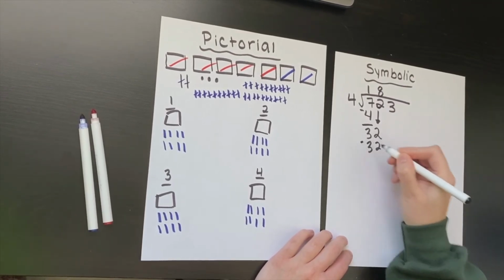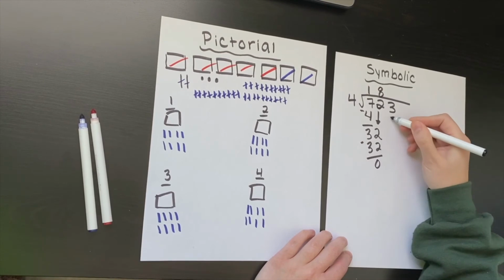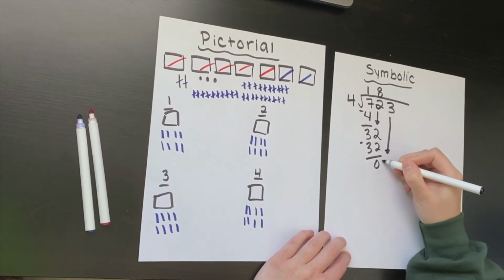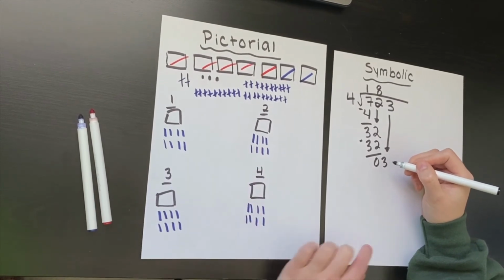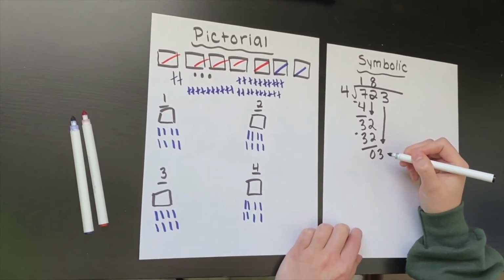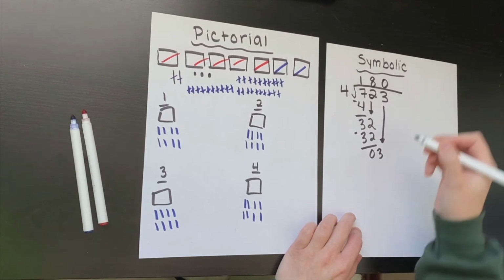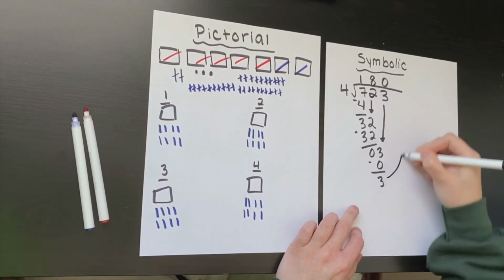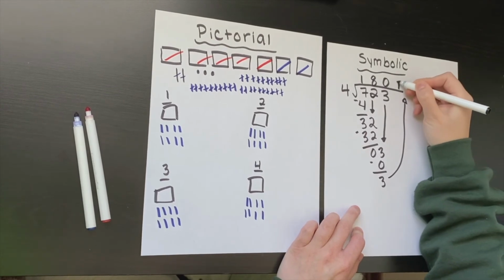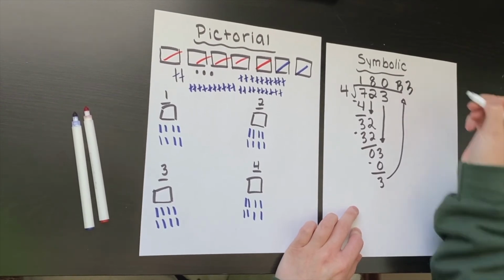We are left with the 3 in the ones place, and we know that 3 cannot be equally distributed amongst 4 groups. To symbolize that, we put a 0 up here, and because we have nothing to take away from the 3, that means that is our remainder. And the answer is 180 remainder 3.